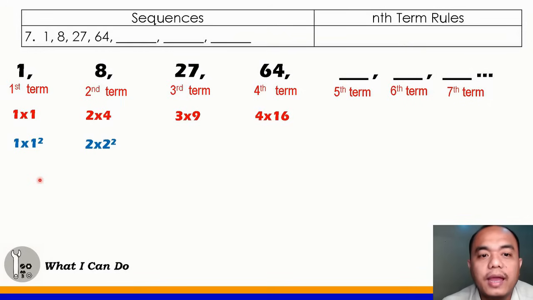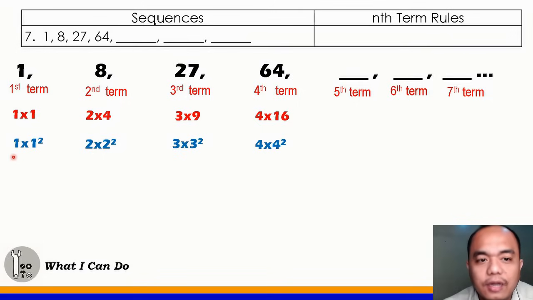These numbers are perfect squares. Okay? So we have 2 squared equals 4, right? And then we have 3 squared, which is 9. And then 4 squared here is 16. Yes. So what's next?